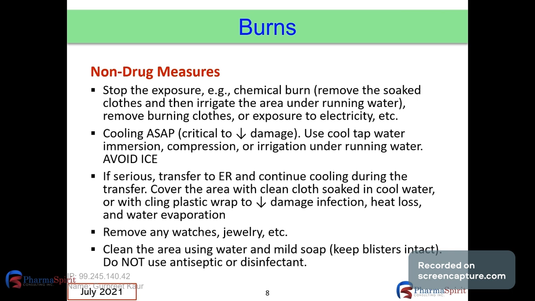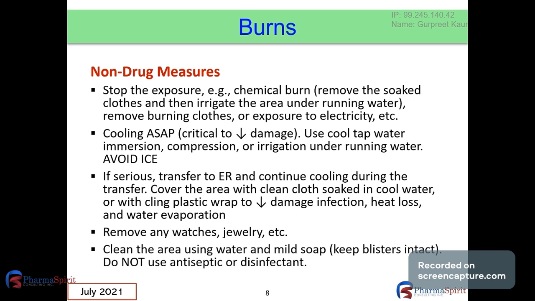Generally speaking, if the patient is exposed to an alkali, it requires longer time of irrigation. We also need to remove the burning clothes if the patient was exposed to direct flame, or to remove the electricity source if the patient is exposed to or affected by electricity burn.